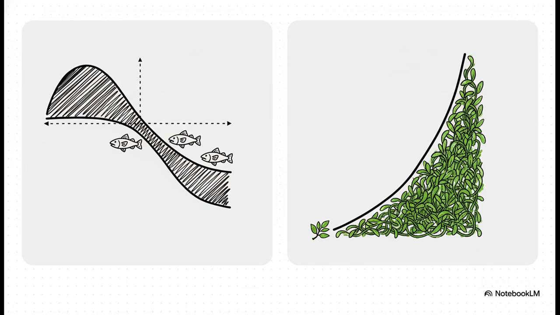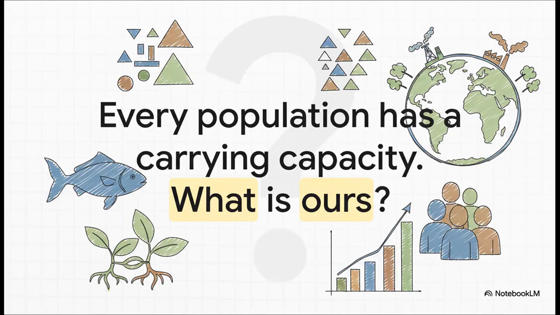Meanwhile, that invasive hydrilla in Florida, it's in a brand new place with tons of food and no natural enemies. It's still in phase 1. It's riding that explosive J-shaped curve of exponential growth. And here's the thing. These ecological rules, they don't just apply to fish and plants. They apply to every single species, including us. And that forces us to ask one last really big question. Every population has a carrying capacity. So, what's ours?